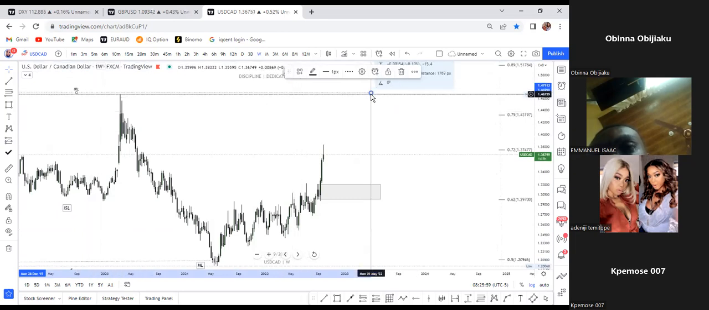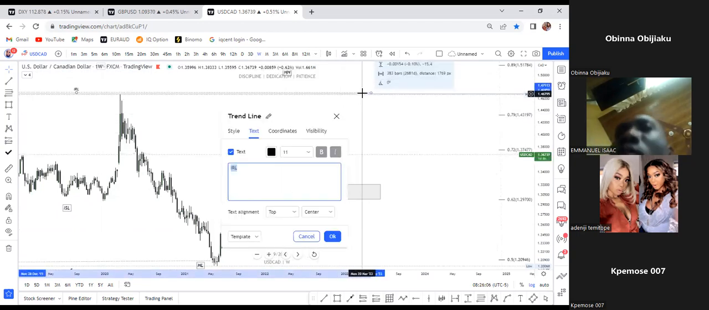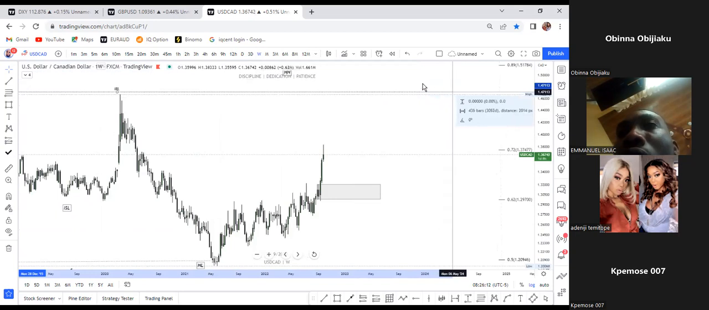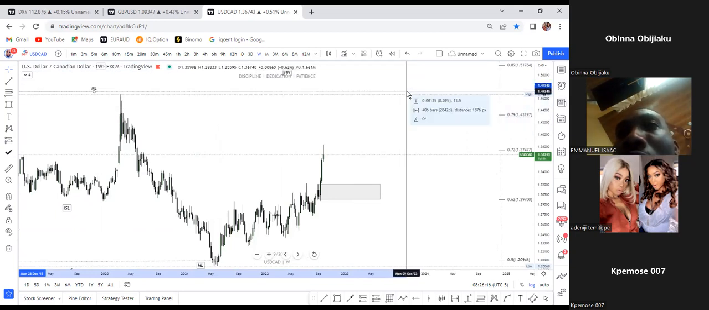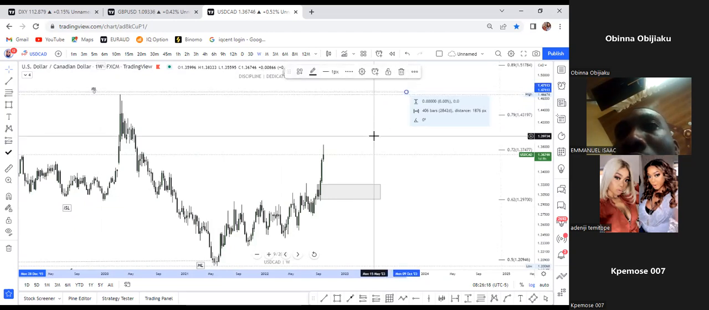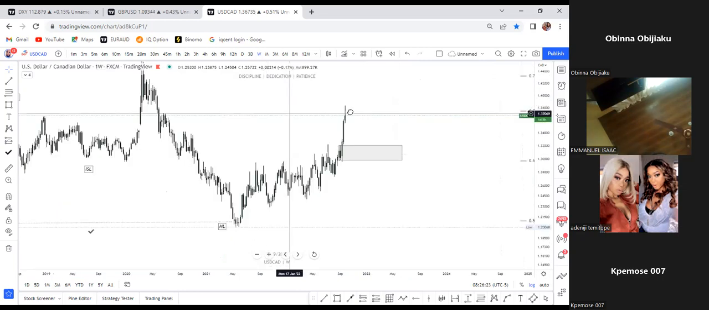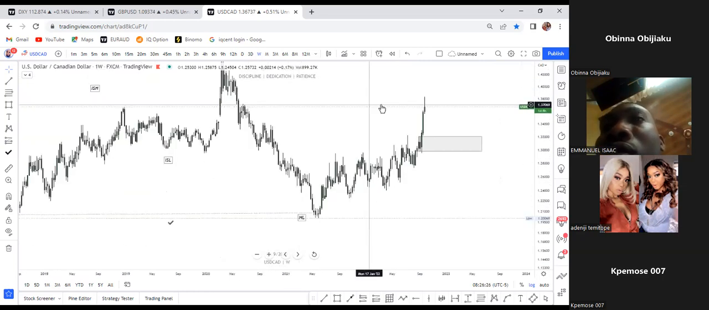Look at it right here. A market maker buy model to be completed. Why are they going to target a market maker buy model? They already took out the sells right here, the sell stops.